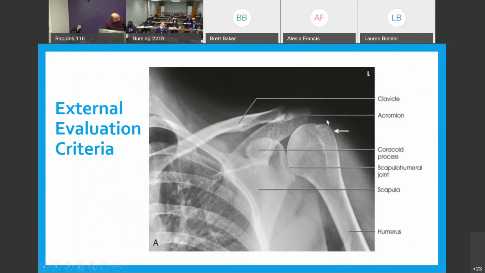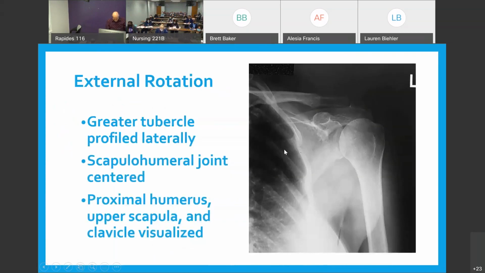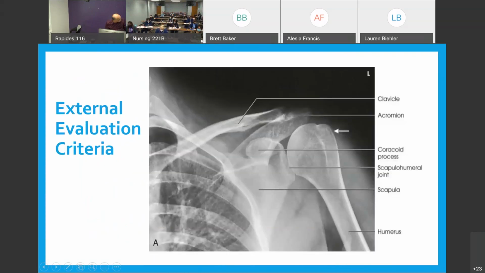This is the greater. Everybody see that? But I'm looking at the humeral. This is the glenoid cavity here. And you see you have very, very little overlap. This is the glenoid cavity. And you have very little overlap of the humeral head over the glenoid cavity. That's external rotation.